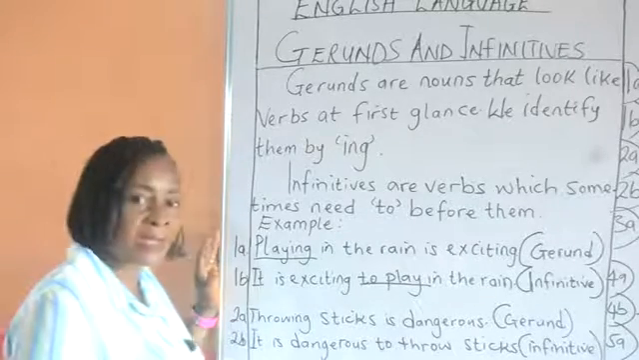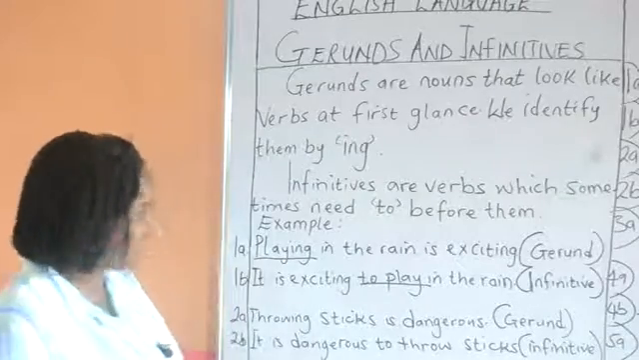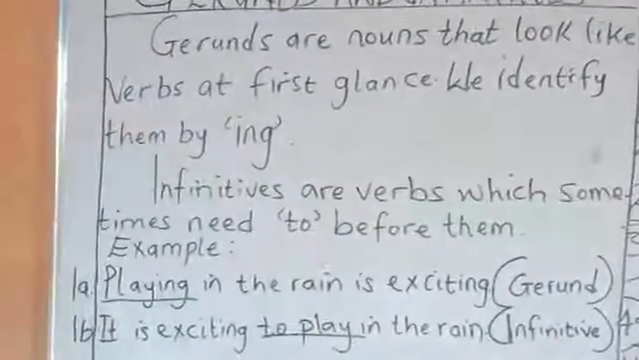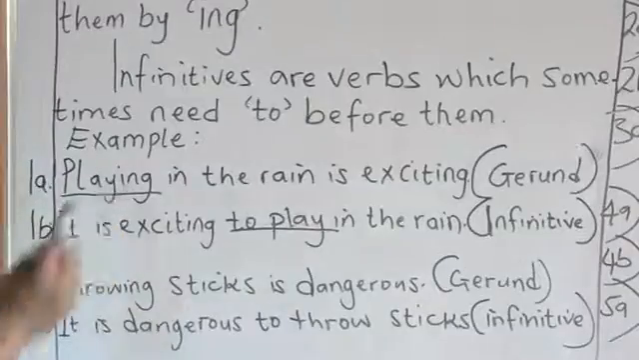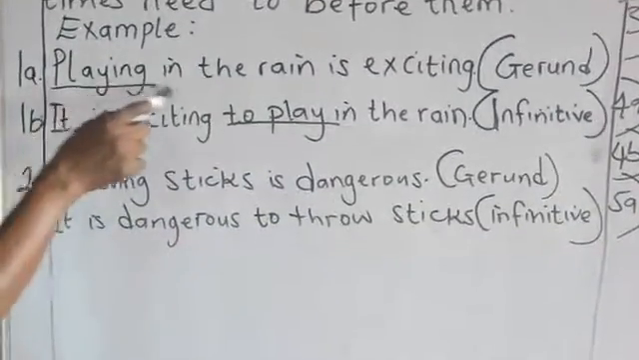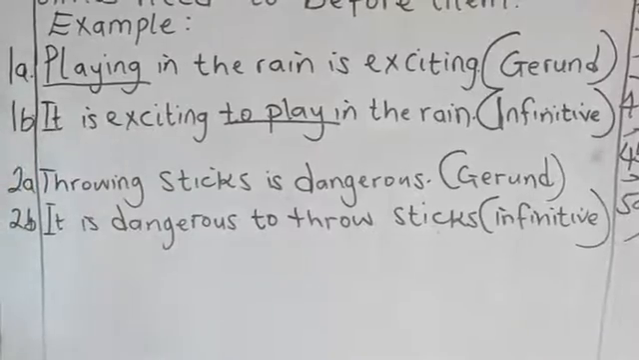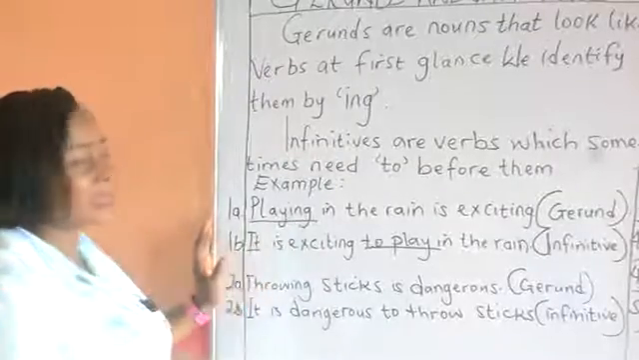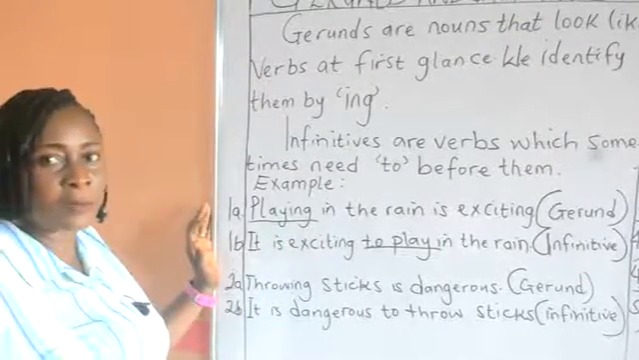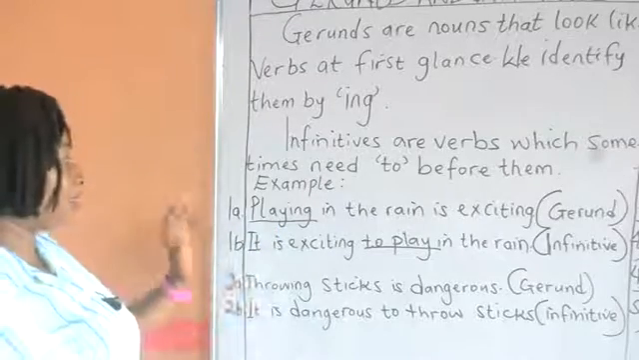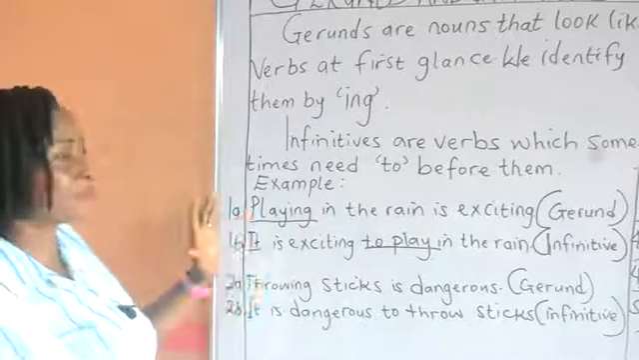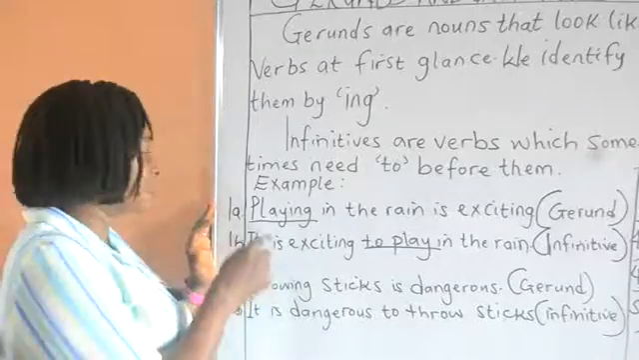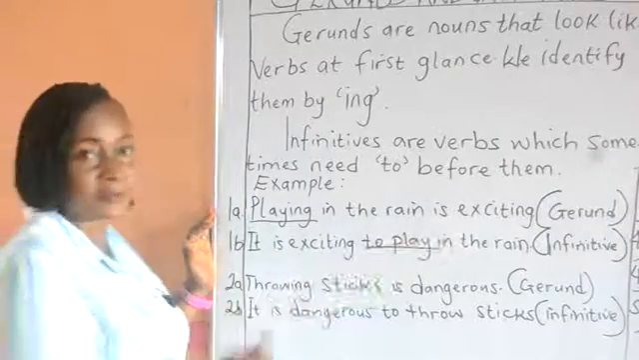So from this 1A, this example on the board, playing, ing, playing in the rain is exciting. It's a gerund. The underlined word is the gerund there. Playing, play, ing. You know, play is a verb, good and fine, but ing is being attached to it, therefore making it not a verb but a noun. But at first glance, it looks like a verb. So gerunds are usually identified at the initial position. It takes the initial position in a sentence. This is the first or the initial position, not the final position.